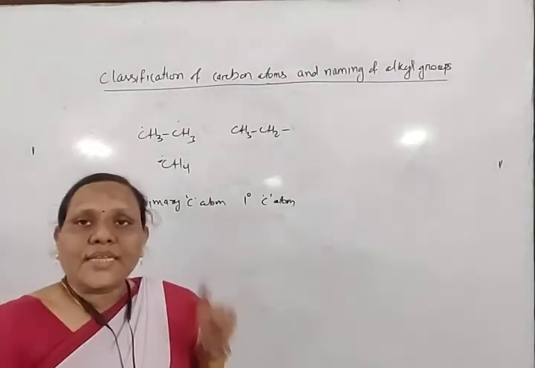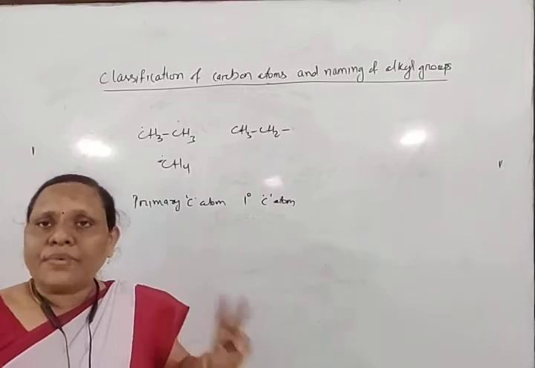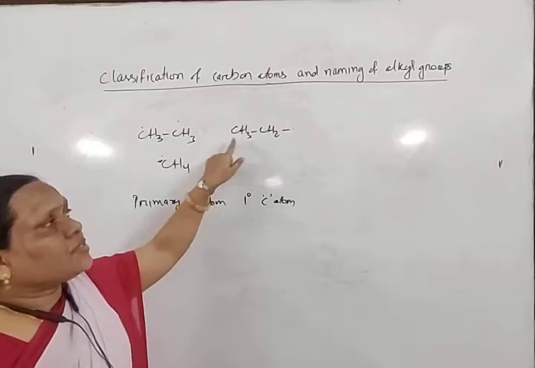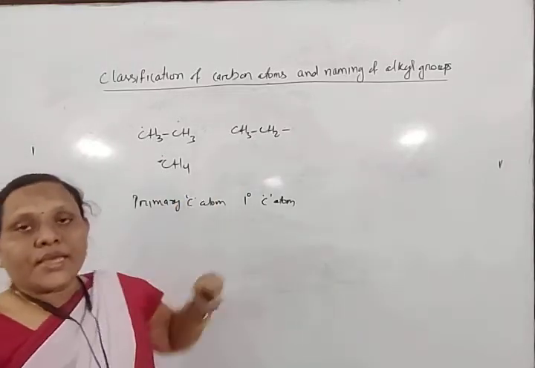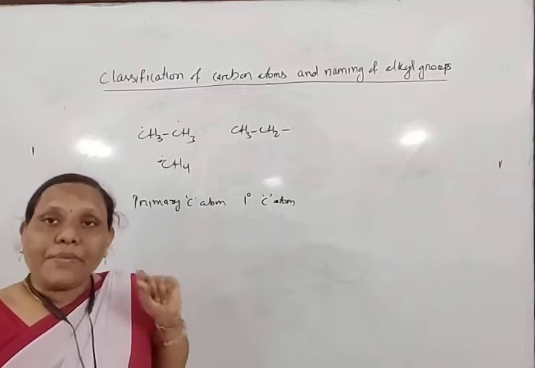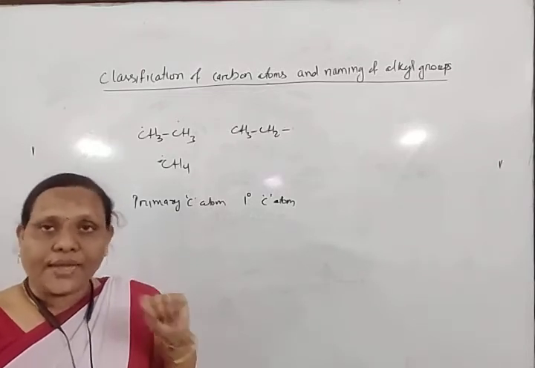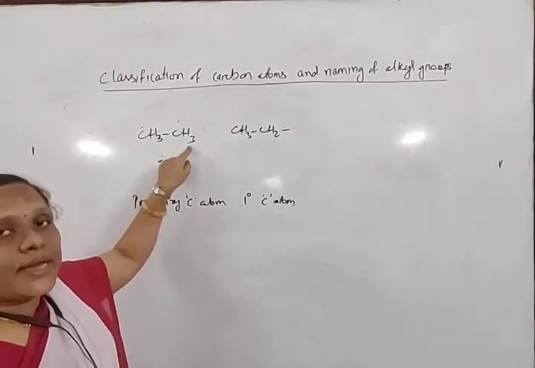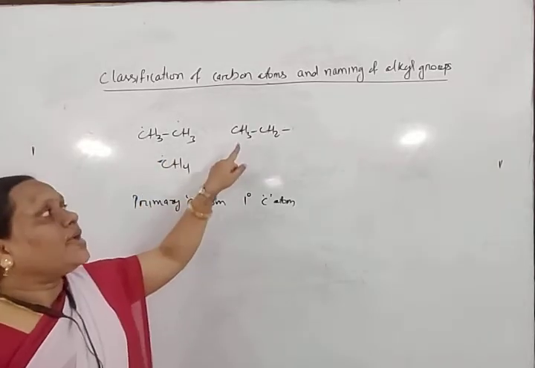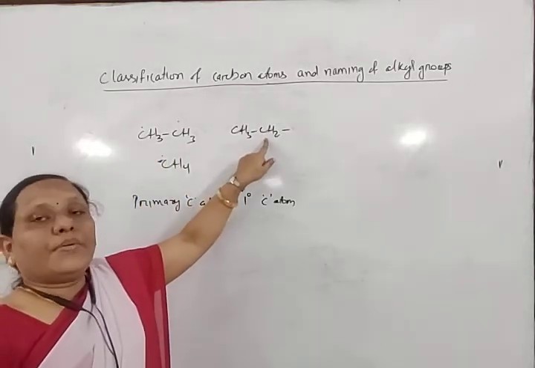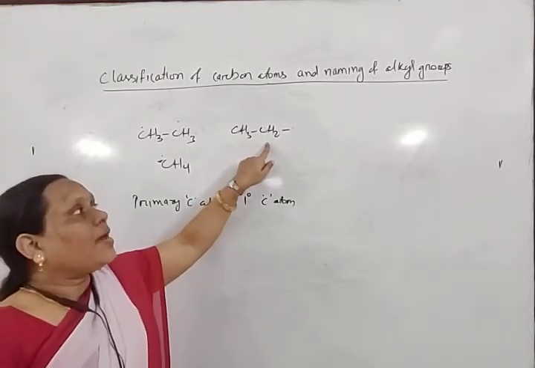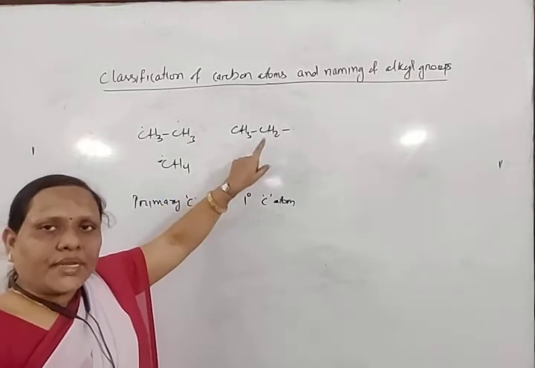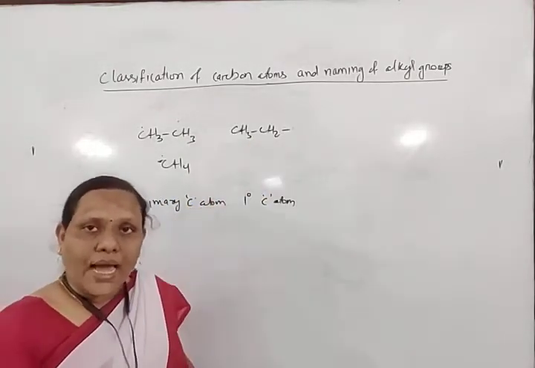And if the carbon atom is directly attached to maximum 2 carbon atoms, that is a secondary carbon atom. Here it is attached to 1 carbon atom, that is a primary carbon atom. If any hydrogen is present at a primary carbon, that is known as a primary hydrogen atom. So here there are 2 primary carbon and 6 primary hydrogen atoms. And here there are 2 primary carbon and 5 primary hydrogen atoms. And this group is a primary alkyl group.